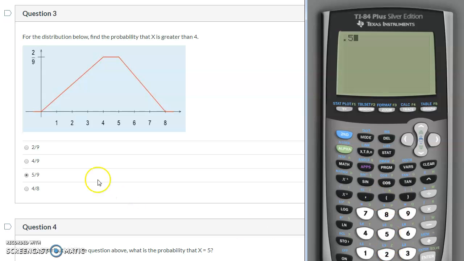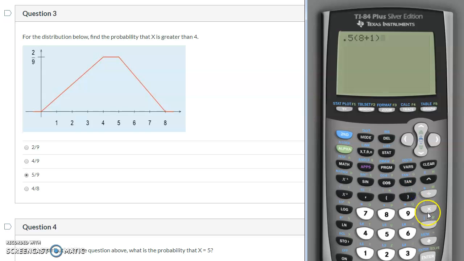But technically, the area of a trapezoid is 1/2 times the two different bases of your trapezoid, and that's what the 1/2 is, you're going to average them. So we're going from 0 to 8 on the bottom, and we're going from 4 to 5 on the top. So 8 minus 0 is 8, 5 minus 4 is 1.